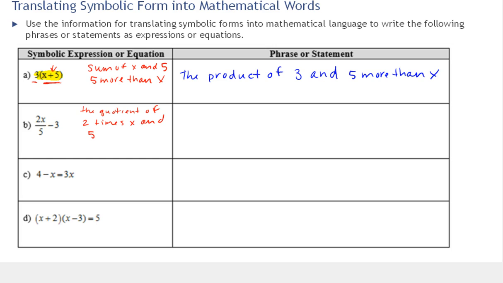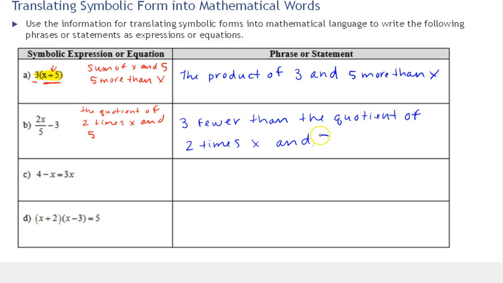So now we're going to write our official phrase, but we're going to start with 3 fewer than, or 3 less than. Let's use fewer than, either one works. 3 fewer than the quotient of 2 times x and 5.